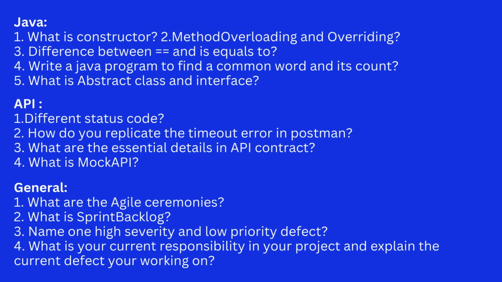General. 1. What are the agile ceremonies? 2. What is a sprint backlog? 3. Name one high severity and low priority defect. 4. What is your current responsibility in your project, and explain the current defect you're working on?